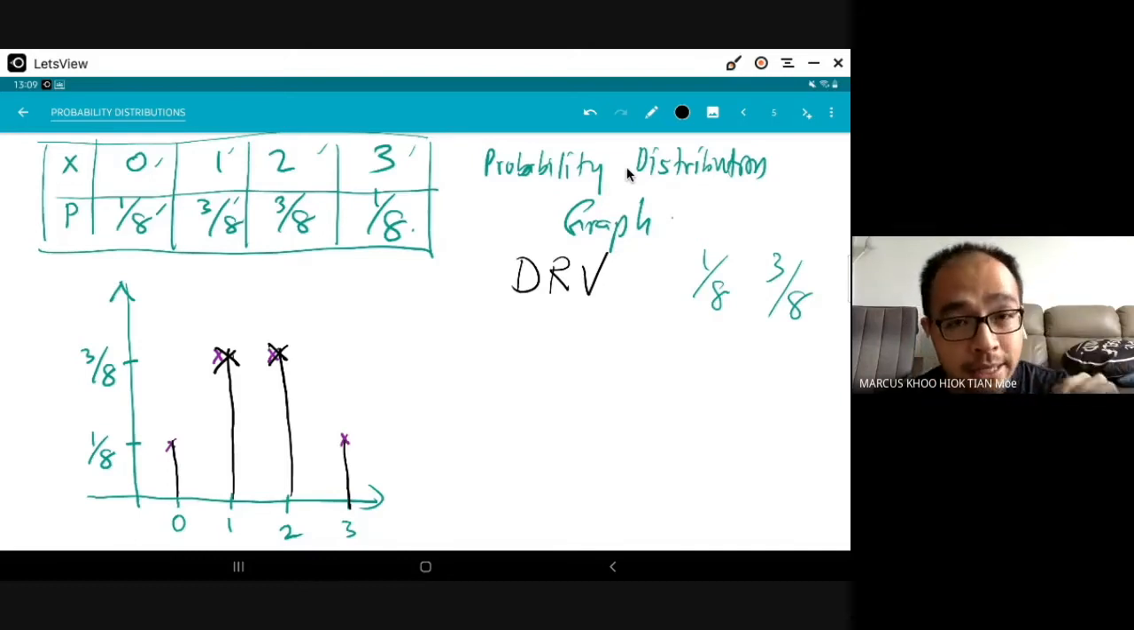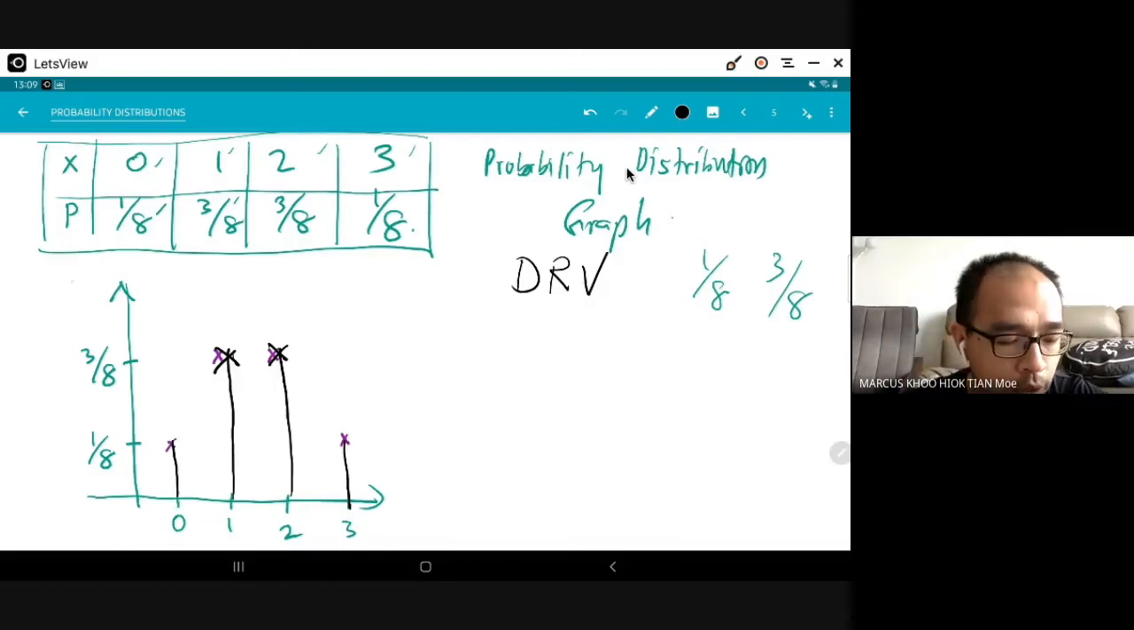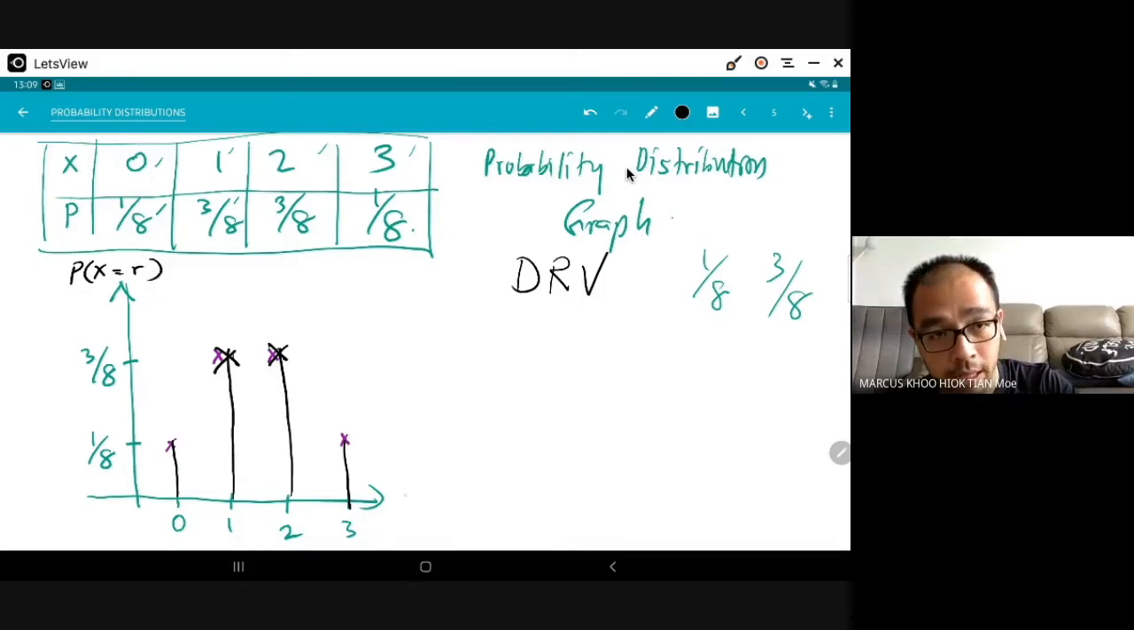This is the easy part, drawing the graph. If you really want, you can write P(X = r), and then after that, this will be r. I will explain what this r is in the next class. For now, just take it as it is. This is the probability when the random variable equals 0, equals 1, equals 2, r. So different values of r will give you this.